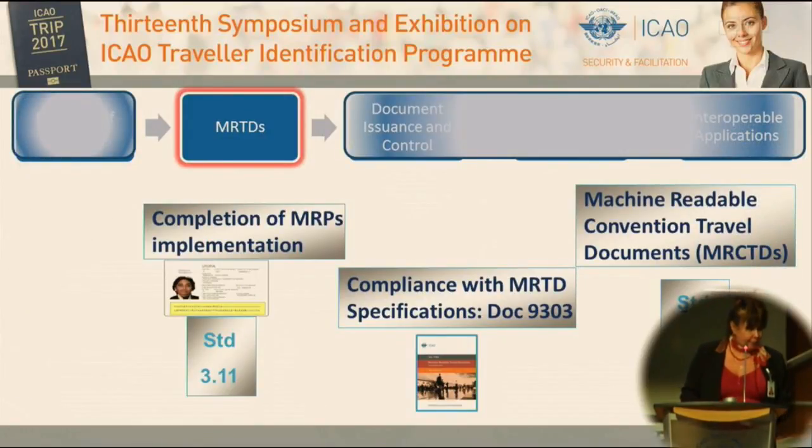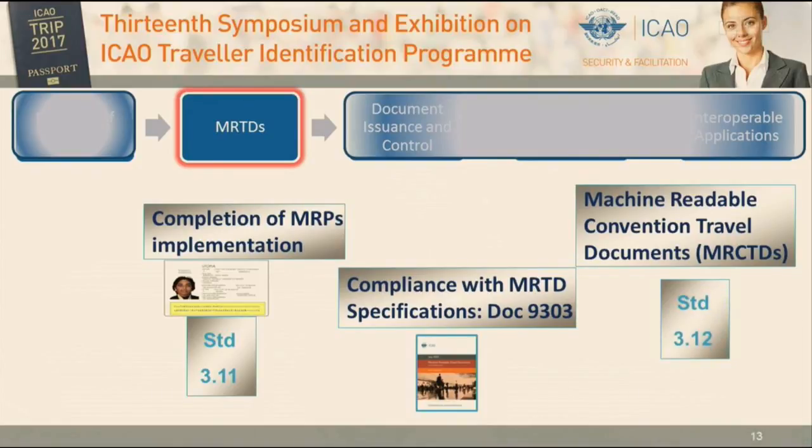Regarding the MRTDs, there is a need to ensure the completion of MRP implementation. I just want to remind you that the deadline for that was 24 November 2015, and I invite the states who have not yet complied with this standard, standard 3.11, to do it. There is a need also, when you are issuing MRTDs, to comply with the specifications on MRTDs contained in our Doc 9303. And finally, standard 3.12, to issue machine-readable convention travel documents.